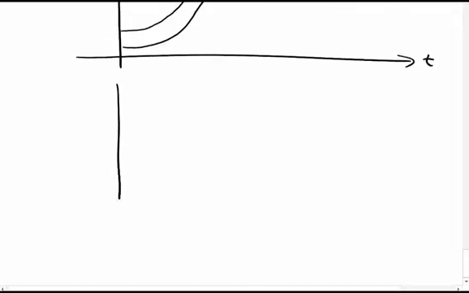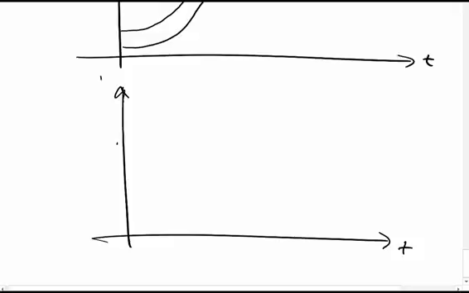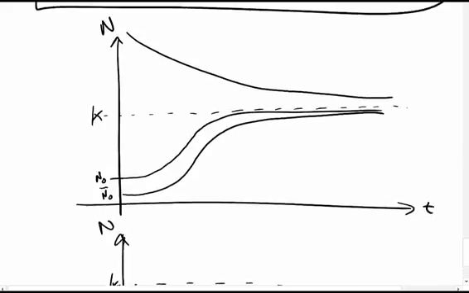Now, what happens if we vary the growth rate? So this is N, this is t, and this is just different values of n naught. Here's our carrying capacity. The reason we consider this up here is that if we considered an initial population up here, greater than the carrying capacity, then it will always approach the carrying capacity.